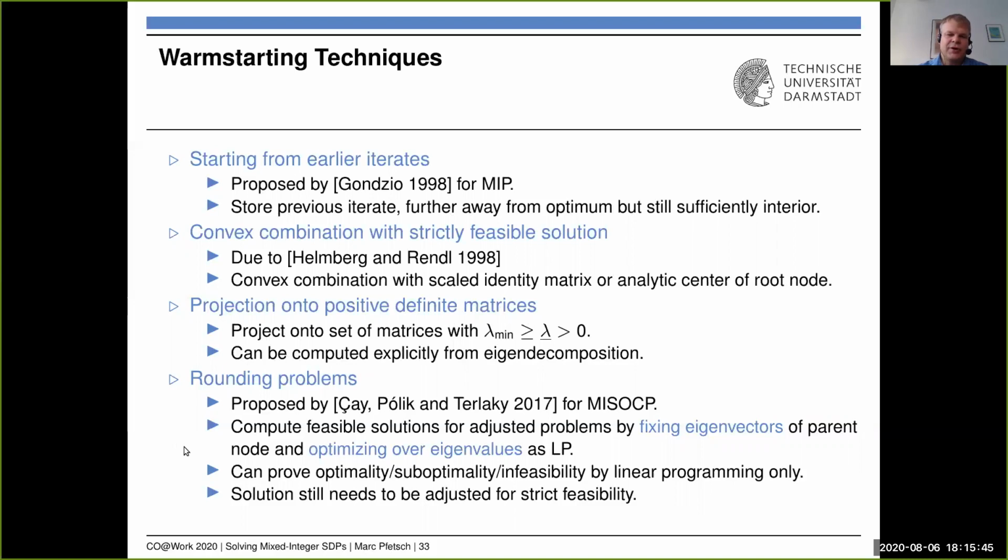This works as follows. We fix the eigenvectors of the parent node and optimize over the eigenvalues. And if you look at this a bit, then you recognize this is actually a linear program. By solving this LP, which is a relaxation, you can sometimes decide optimality or infeasibility. And you can use the solution of the LP as a starting point for the Warmstarting. But still, the solution needs to be adjusted a bit for strict feasibility. So these are four methods for Warmstarting.